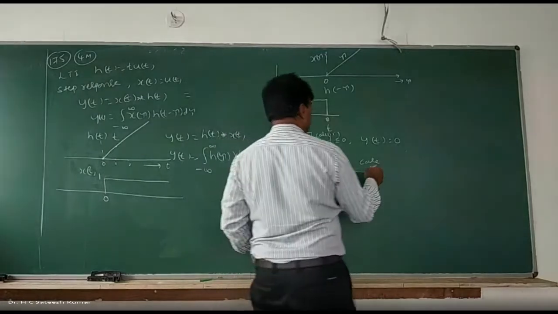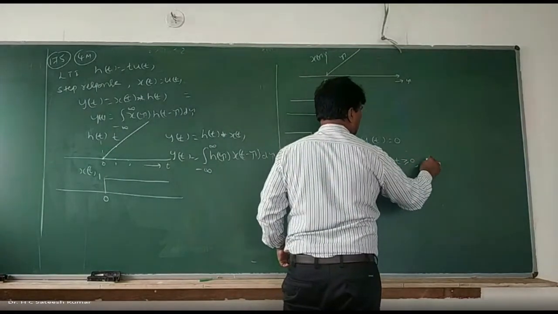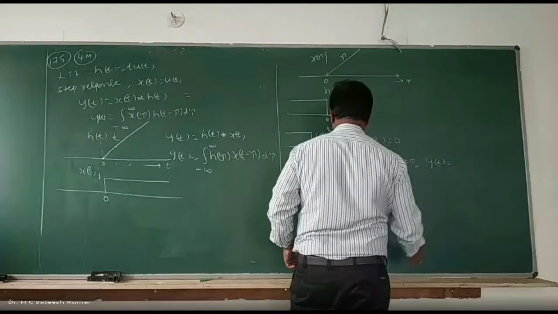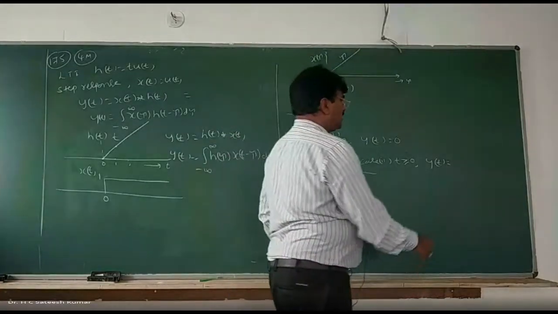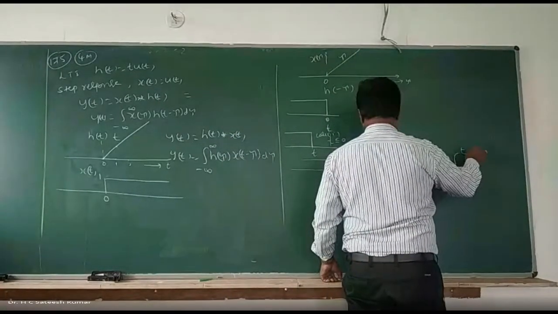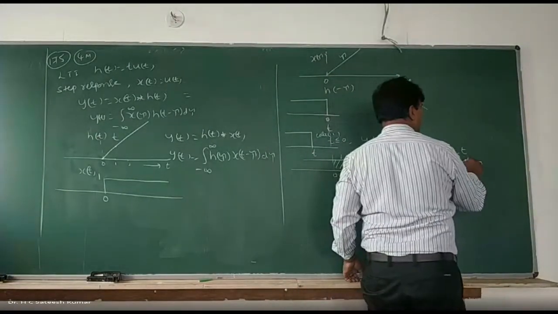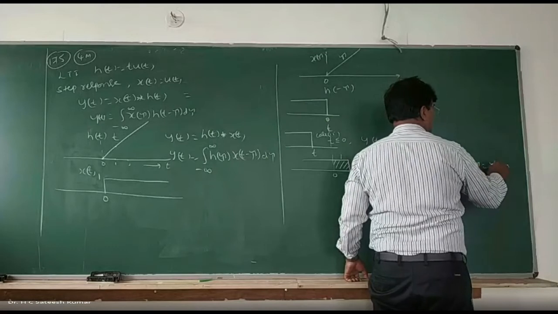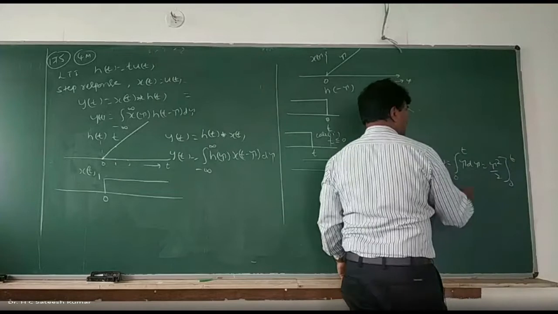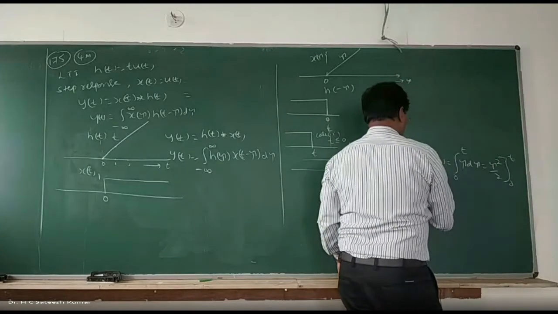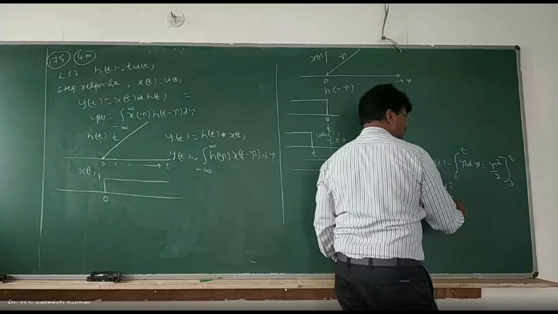Case 2. T greater than or equal to 0. Y of t is equal to integration from where to where? 0 to t. Okay, right. What is this one? 1 into tau d tau, which is equal to tau square by 2 between the limits 0 to t. Therefore, y of t is equal to, what is that we have? T square by 2. That's it.